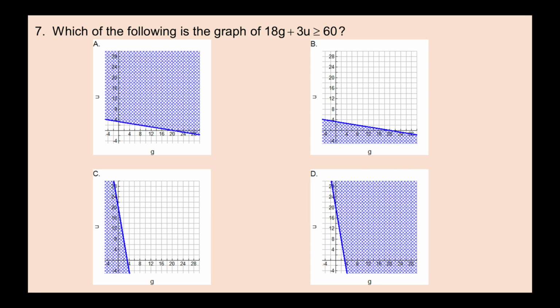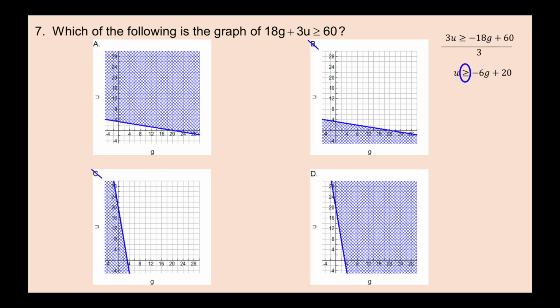On number 7, here we're going to solve for U because again it's representing this axis, and so I subtract 18 on each side. We then divide by 3. I get U is greater than or equal to -6G plus 20. Again, I look at greater than or equal to. That tells me the shading should be above the line. So B and C are out.